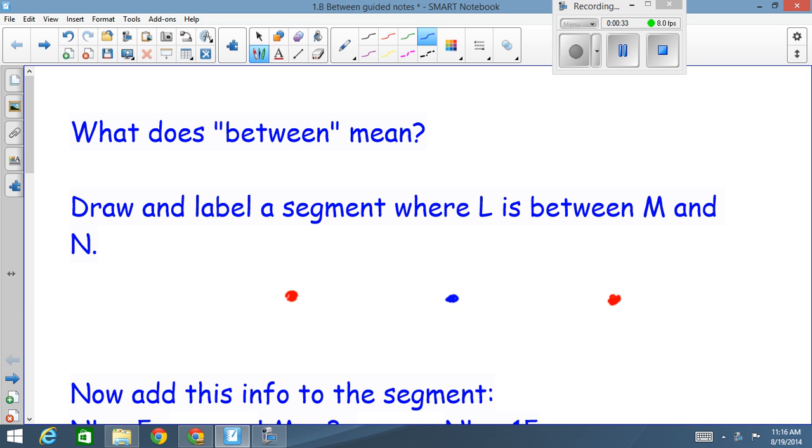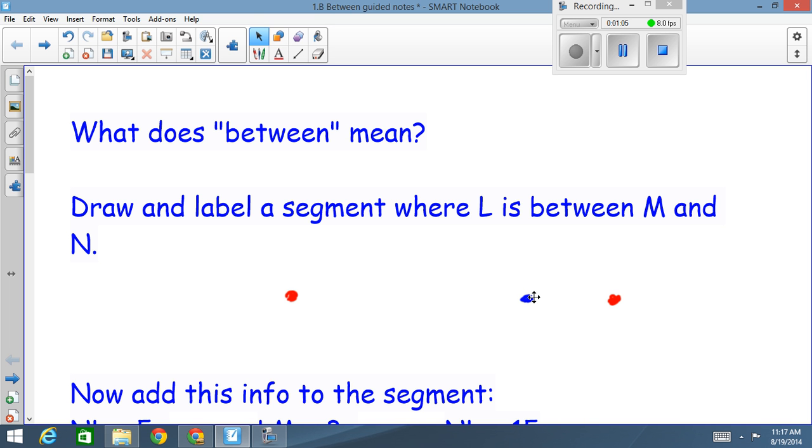But it doesn't have to be in the middle. It could be in the middle of, but it doesn't have to be, because even though I move this point over here, it's still between the two red points. Okay? So the word between means that one point falls in line with two other points, not outside those points, but somewhere between them. But it does not necessarily mean it is exactly in the middle of those two points.